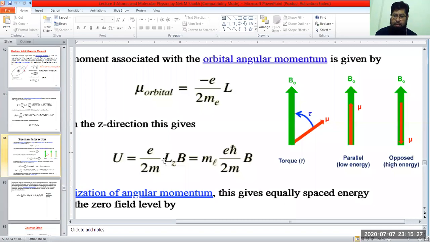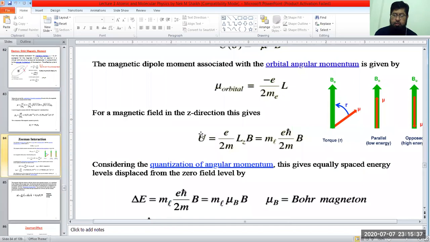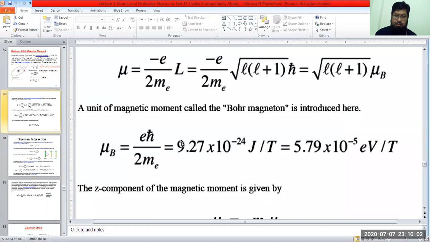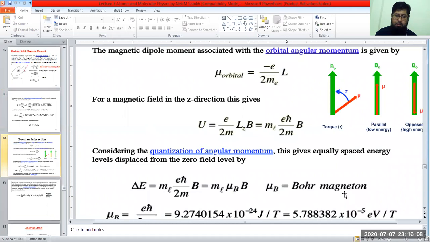This is the energy stored in the magnetic moment. This energy stored in the magnetic moment can be written as delta E, the change in energy level, which is equal to ml times e h cut over 2m times B. This is a similar equation. And this e h cut over 2m is equal to mu B, which we call the Bohr magneton, and its value is constant, which we discussed in the last slide. So this mu B is the Bohr magneton.